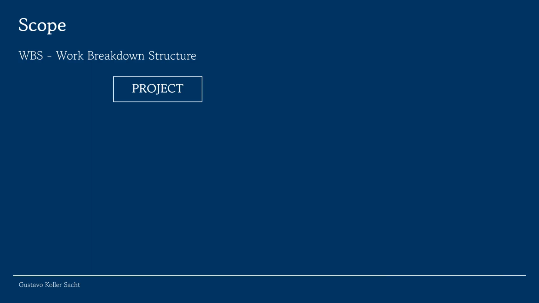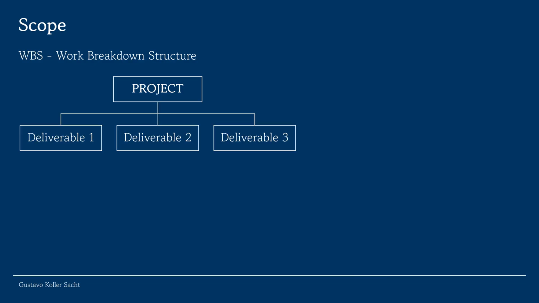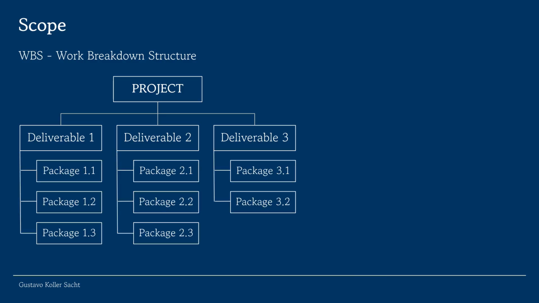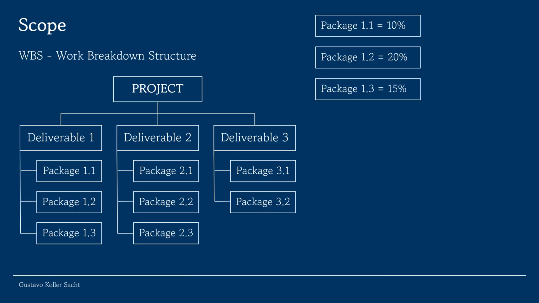The project is at the top of the WBS. The project is broken down into major deliverables, for example, deliverables 1, 2, and 3. Each deliverable is further divided into smaller work packages, such as package 1.1, 1.2, and 1.3. For checking the scope, we consider the percentage of work completed for each work package.